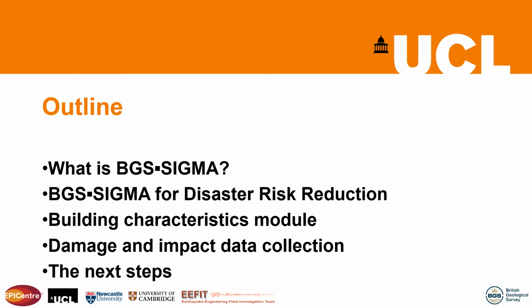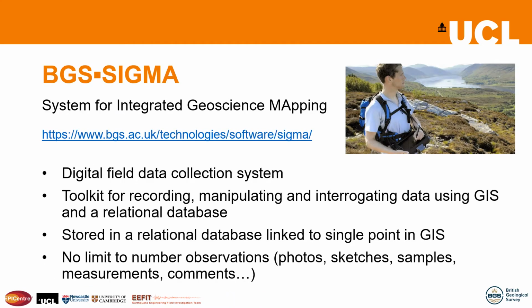And then I'll talk about some of the modules that we've developed that we've packaged as a toolkit for disaster risk reduction, which includes a building characteristics module and a damage and impact data collection module. And then I will just talk a little bit about what the next steps are for us with this development. So BGS SIGMA is the British Geological Survey system for integrated geoscience mapping.